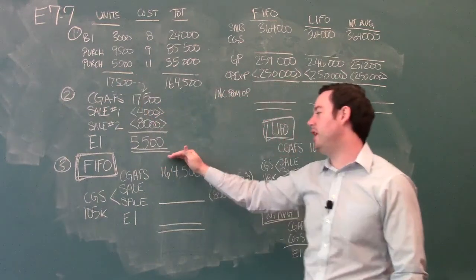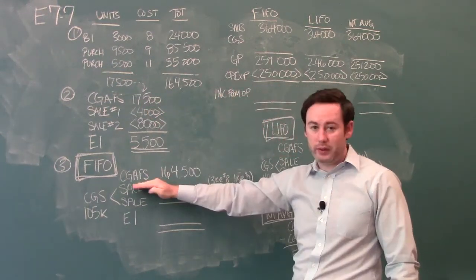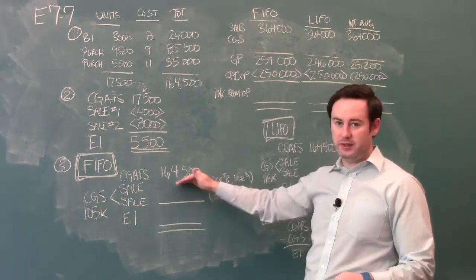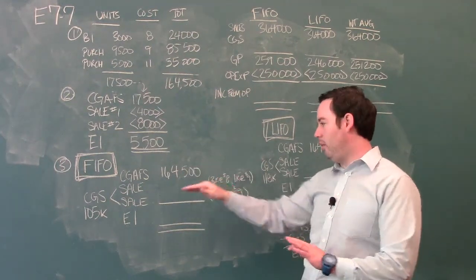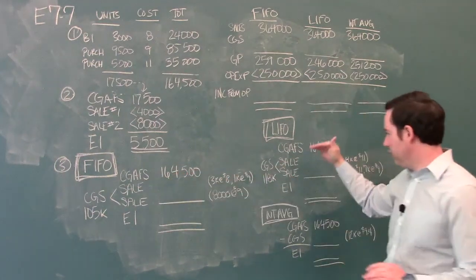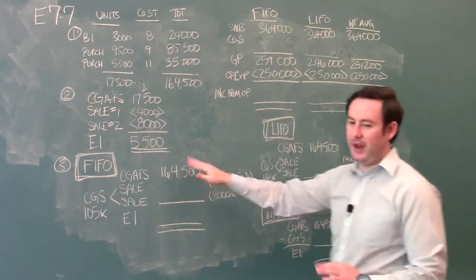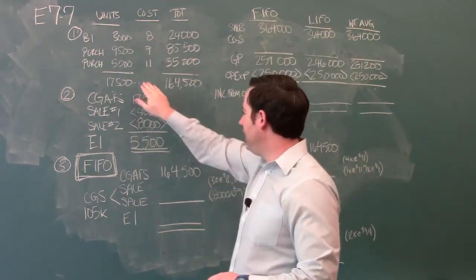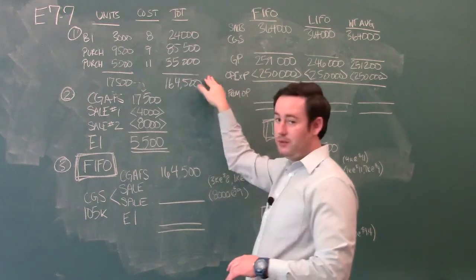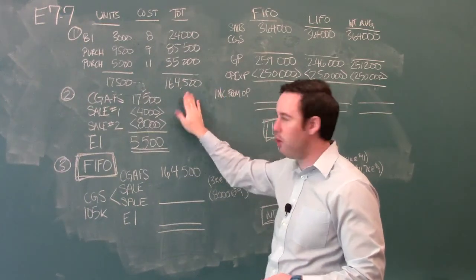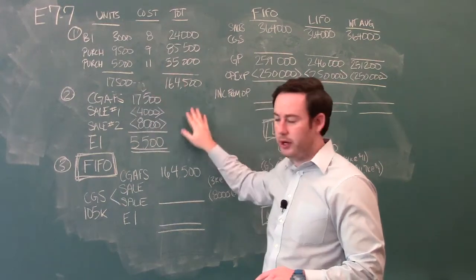Notice the starting point here for requirement number 3: we're going to start with cost of goods available for sale. In E75, I showed you how to get to cost of goods available for sale, but from this point on, we're just going to start here, because this is going to be the same no matter what method you use. LIFO, weighted average, FIFO, doesn't matter. To get the total units, you add up beginning inventory plus the purchases. That gives you units. You multiply these out, and that gives you total cost, right? So the total cost of goods available for sale that we have is 164,500 for 17,500 units.